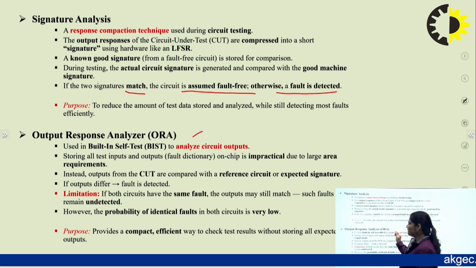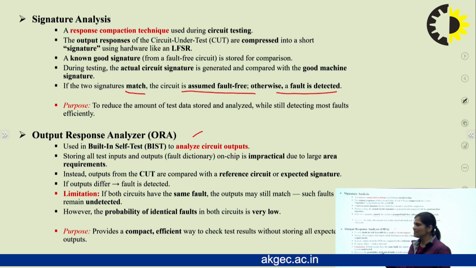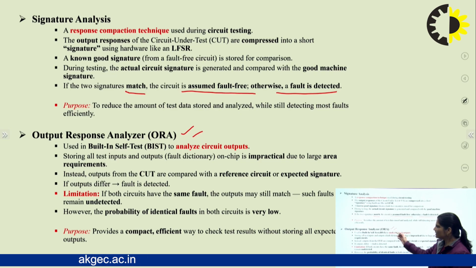Now the second is output response analyzer. We have already studied the circuit under test. We get the output from the circuit under test, and we have to analyze it by comparing the actual and the computed output. So what are the limitations of this output response analyzer?